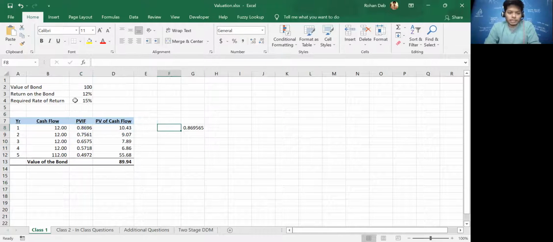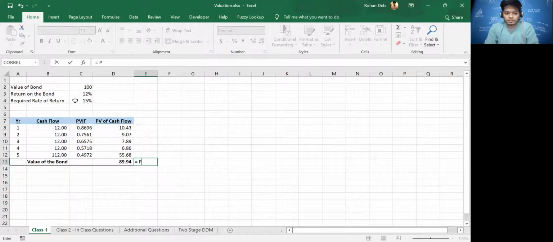Now, once you multiply this PVIF at 15% with the cash flow, you get the present value of the cash flow. Add them up, and you get the value of the bond. So this is the value that you should pay. So this is the price of the bond.